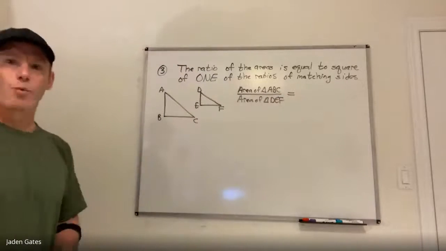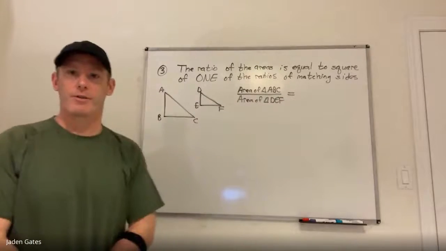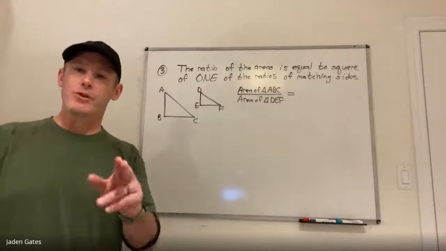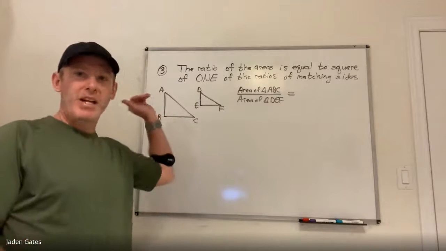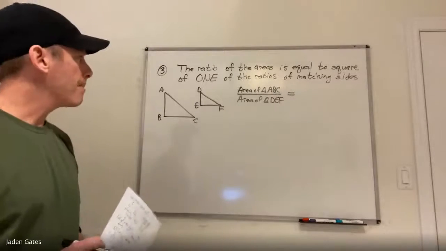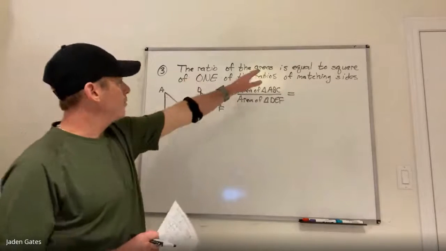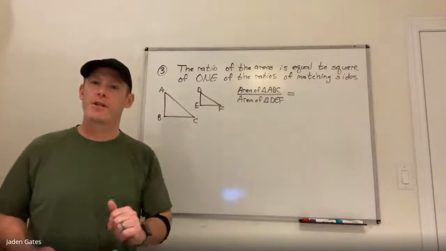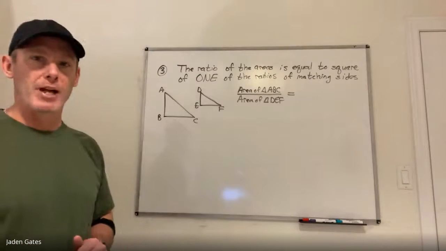So that is the ratio of the areas, right? Take the big area divided by the little area, or you could do it the other way. But here's the key: the bigs are either all on the top or all on the bottom. Got to pick one or the other. Can't mix them up. Now that is equal to the square of one of the ratios of the matching sides. Now that's something we just talked about, the matching sides.